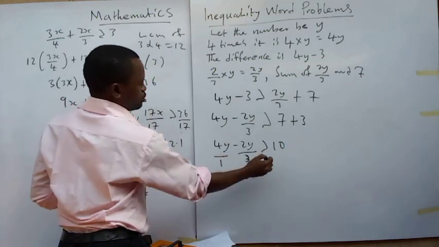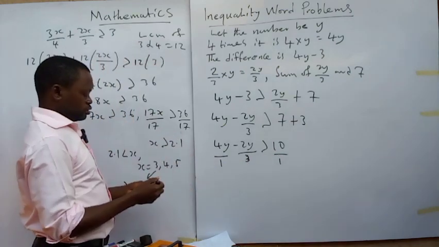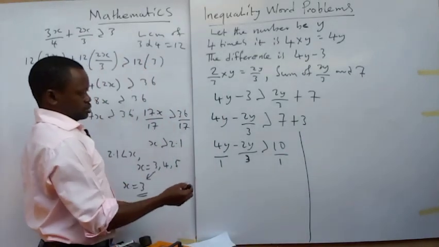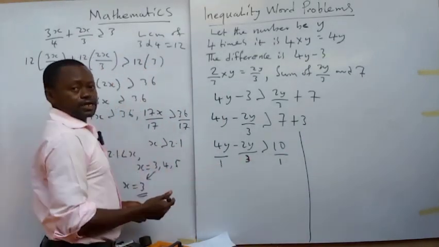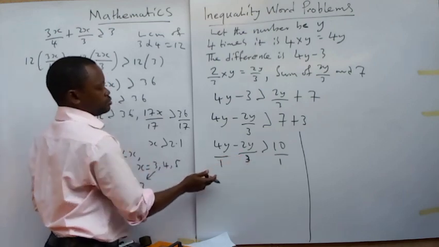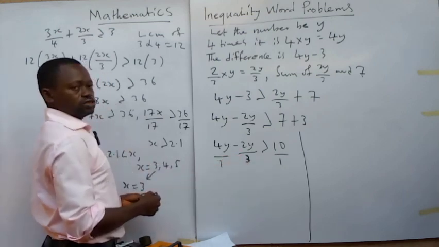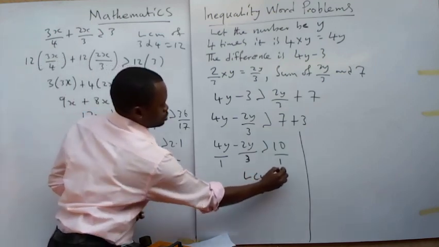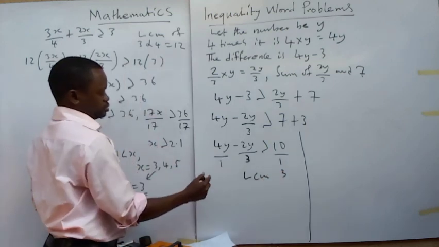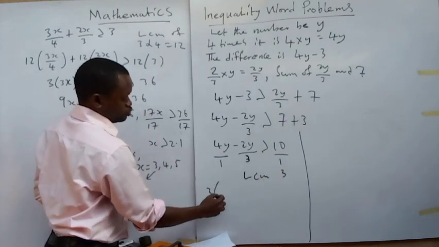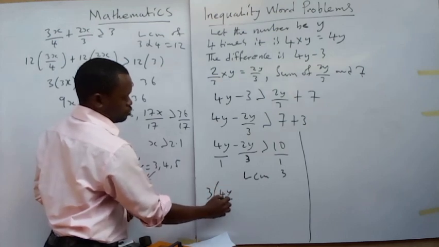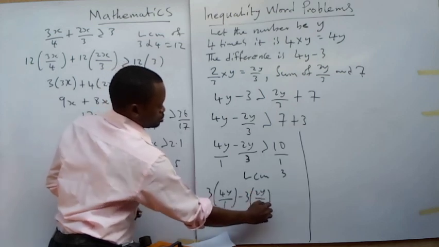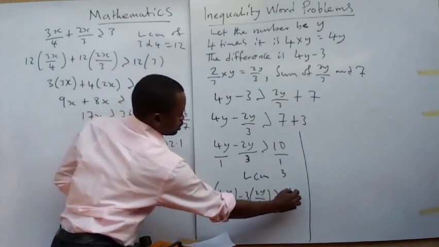Okay, so can we make all of them look like a fraction? If we do that, you realize that the LCM of the denominators is 3, and we can use this LCM of the denominators to multiply each of the fractions. So LCM is 3, and then we can say 3, just like I've been doing before, in bracket 4y over 1 minus 3 in bracket 2y over 3, then greater than 3 in bracket 10.